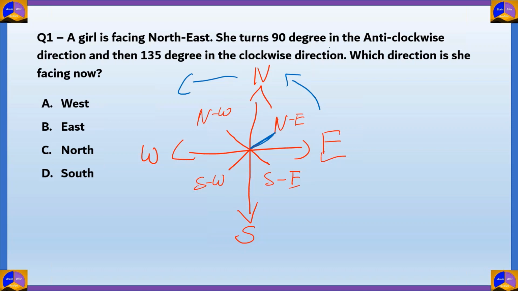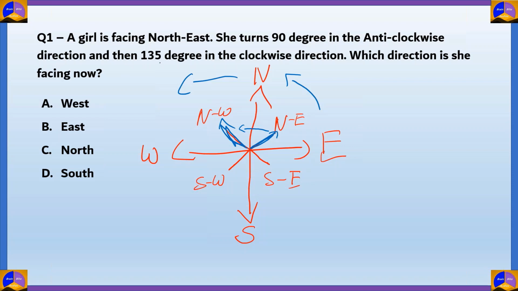Okay. So 90 degree means from one main direction to another main direction, or one cardinal direction to another cardinal direction consecutively. So anti-clockwise is in this direction. So the next cardinal direction coming is northwest. So after turning 90 degrees in the anti-clockwise direction, she'll be facing northwest. Okay.